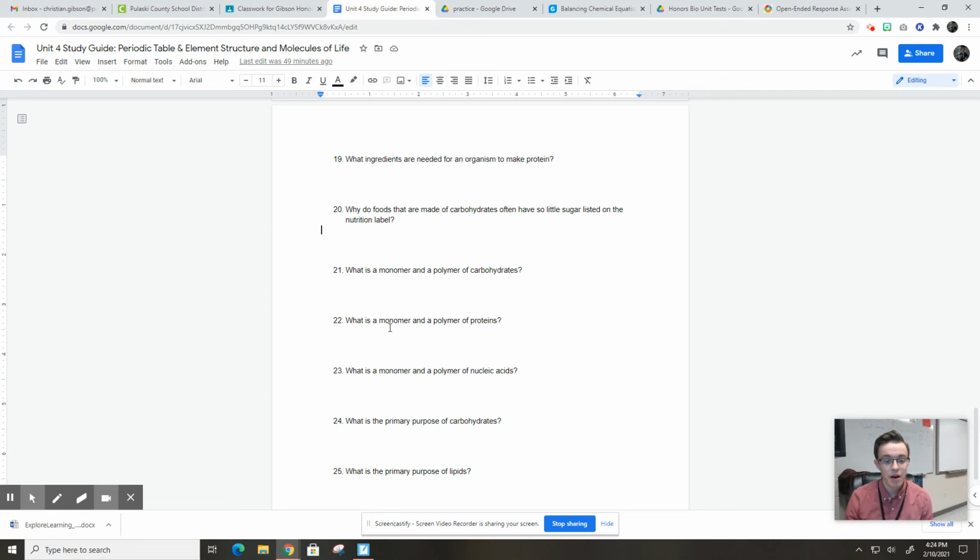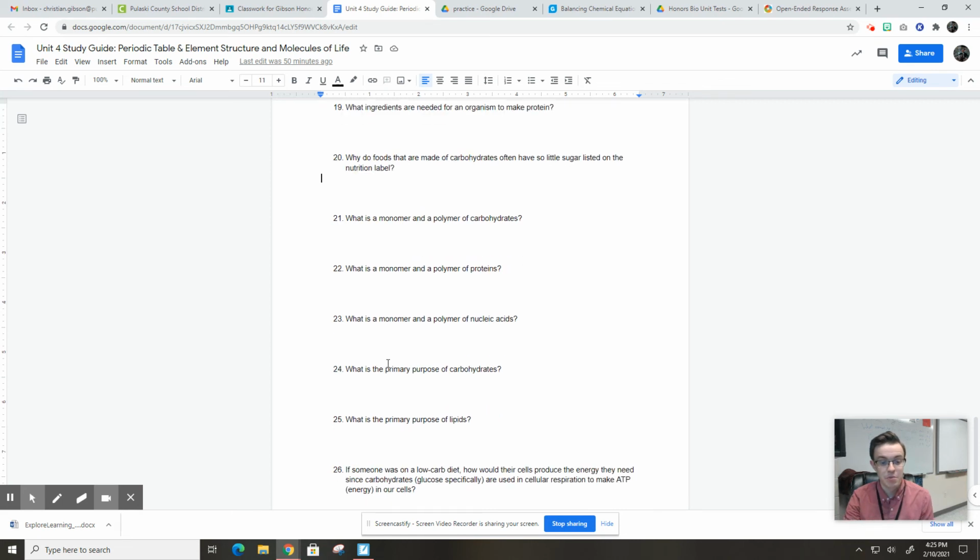Number 22, what is a monomer and a polymer of proteins? The monomer of a protein is called an amino acid. The polymer of a protein, you can just call it a protein. A fancier name for it might be a polypeptide chain because it's got those peptide bonds that hold the amino acids together. But in most cases, you'll see people just refer to proteins as the polymer.